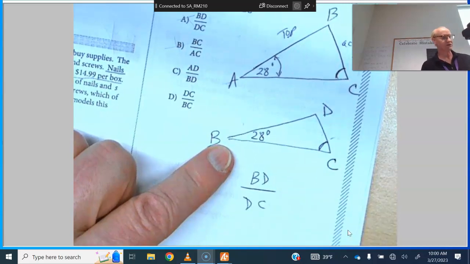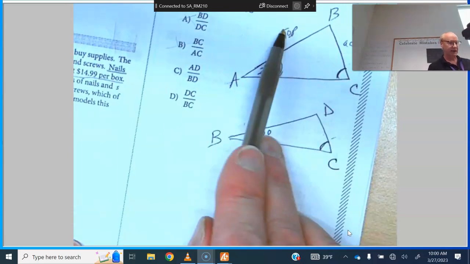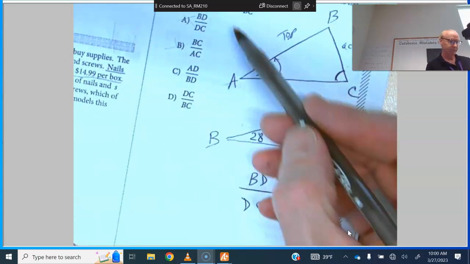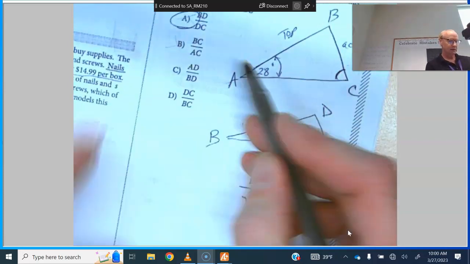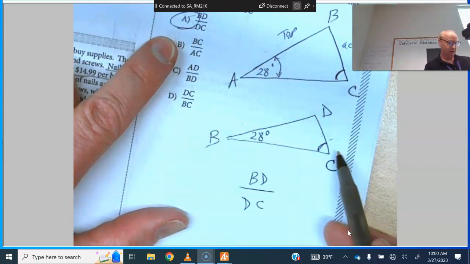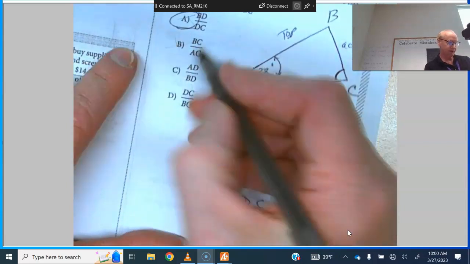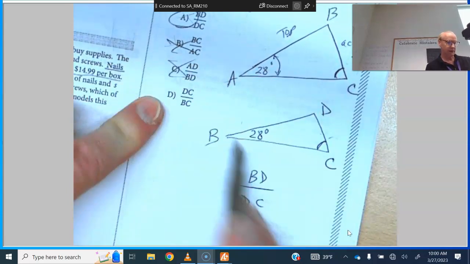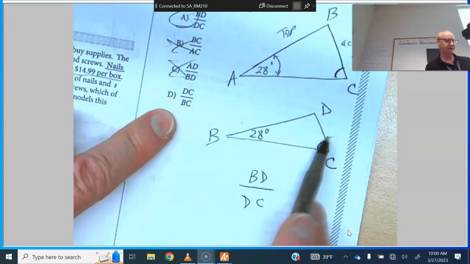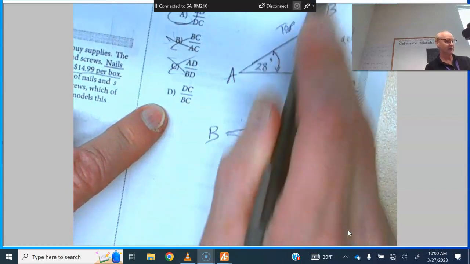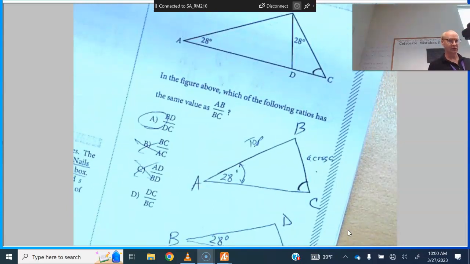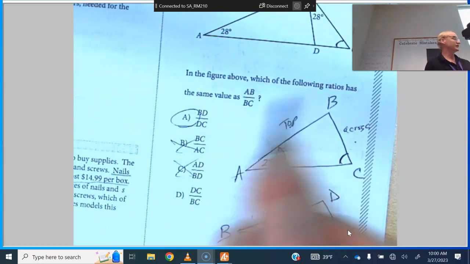If you don't redraw them, it's really hard to see that AB over BC goes with BD over DC. And it's A. BC over AC isn't even a possibility. AD over BD, not a possibility. And DC over BC, this is the one that would mess you up. If you look up here, it may look like it's the right one, but it's probably not. I'm going to put an A for this one because I think it's correct. Redrawing the triangles was a trick on that one.